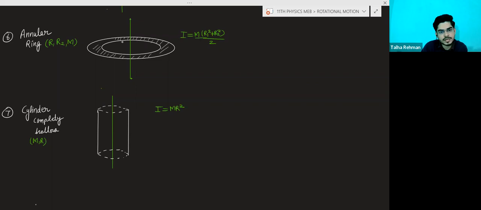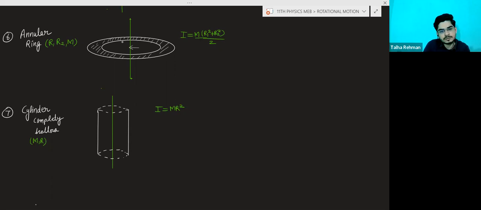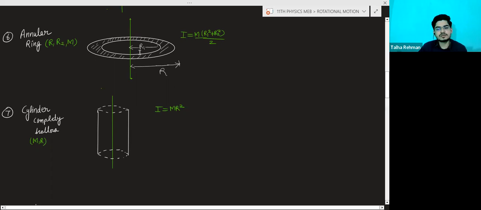So for the annular ring, R1 and R2 are the radii. Suppose this radius is R1, and this radius from here to here is R2, and m is the mass. So the moment of inertia about this axis, an axis passing through the center of mass and perpendicular to the plane, is m times (R1 square plus R2 square) divided by 2.